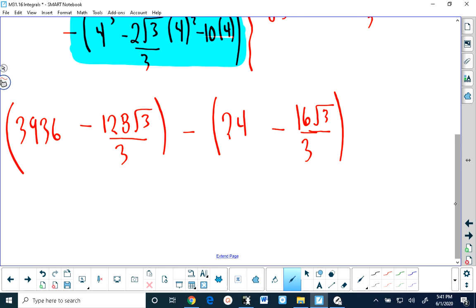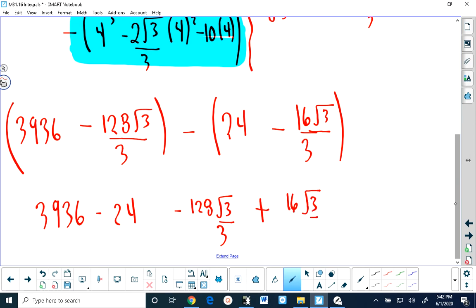What I end up with here is, I'll just rewrite this a little bit, 39/36 minus 24, and then I have negative 128 root 3 over 3 minus a negative 16 root 3 over 3. So I have distributed this negative into that binomial. And I've also taken the liberty of shuffling the terms around.